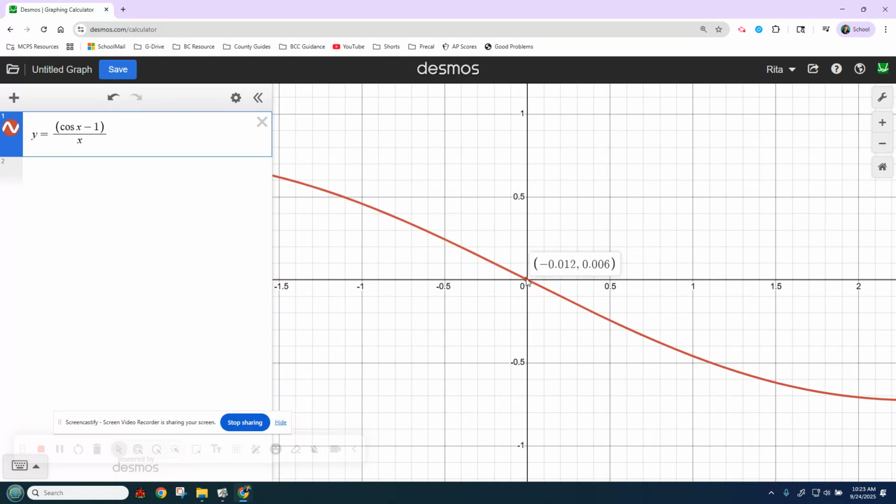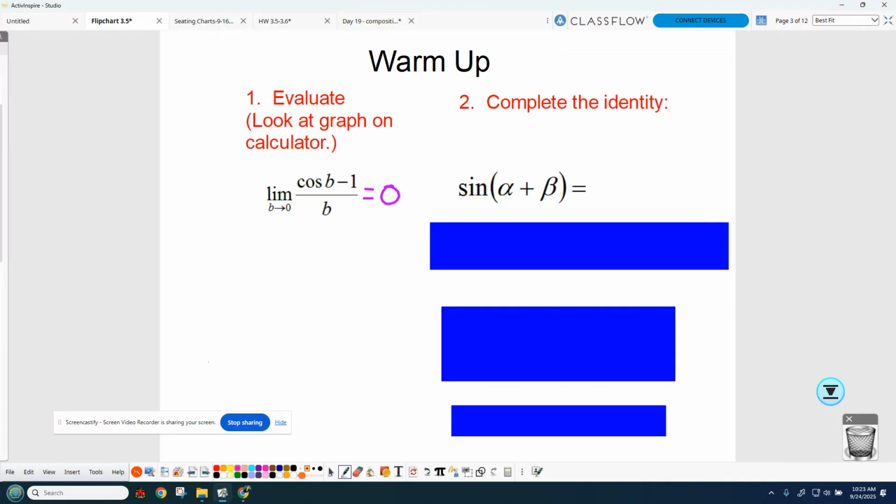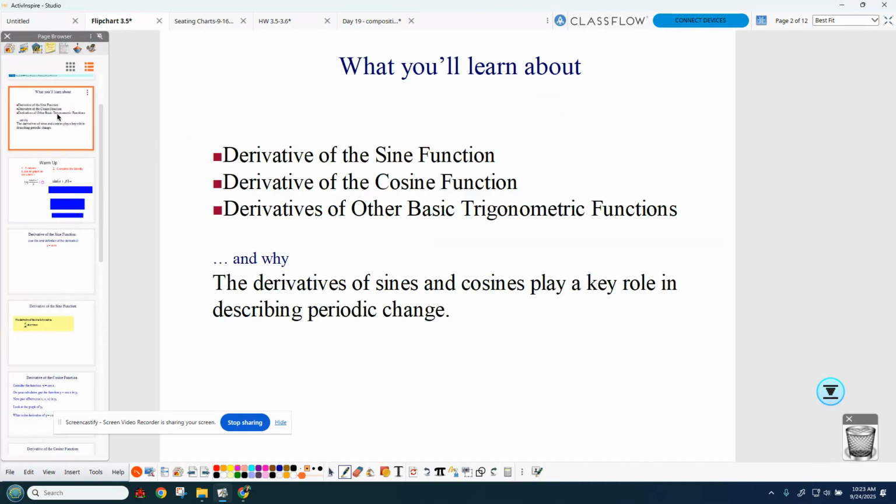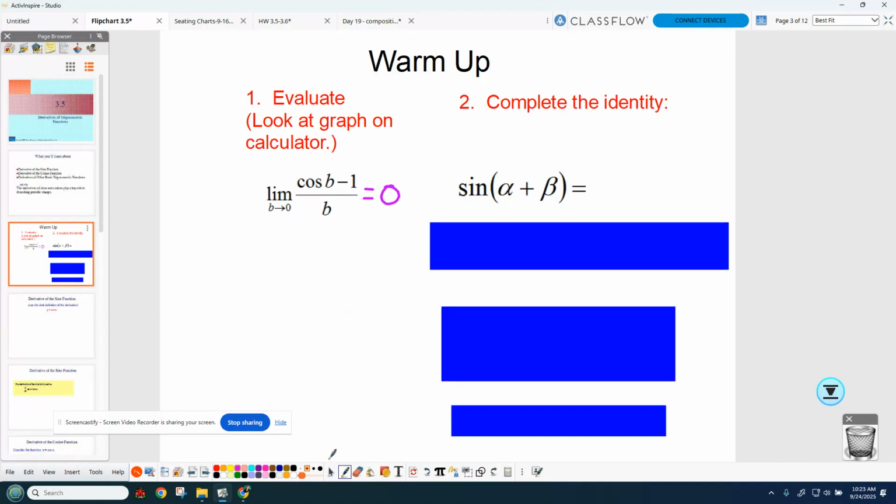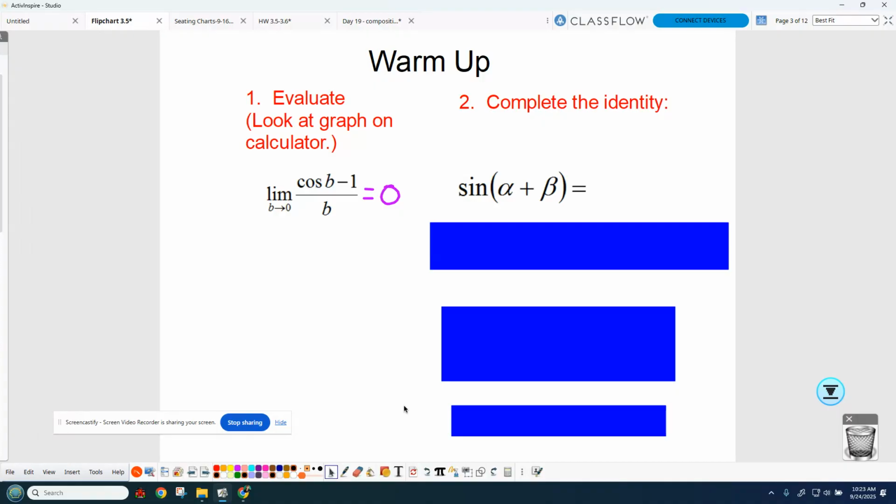I can't get it. Right at 0, it's undefined. There we go. At 0, it's undefined. However, it has a limit. It goes to 0. Okay, cool. And before you panic, you do not need to remember these trig expansion things, but I need to show it to you for a proof that I'm going to show you today.